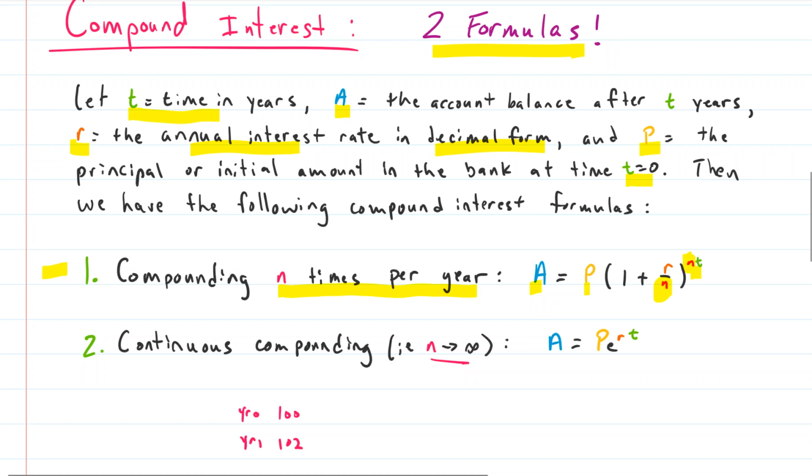Then our formula would change to A equals P e, which is the natural exponential function, raised to the r times t. R and t are both in the exponent. So those are the two formulas, the compounding n times per year and the continuously compounding formula.